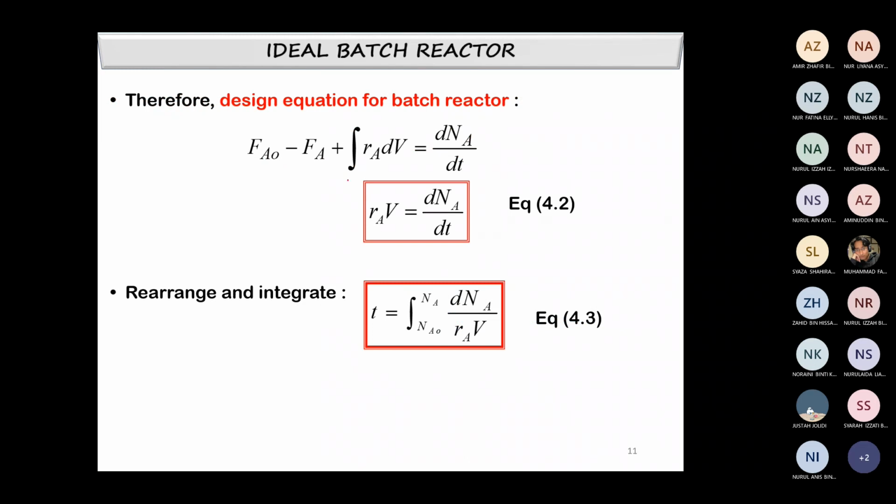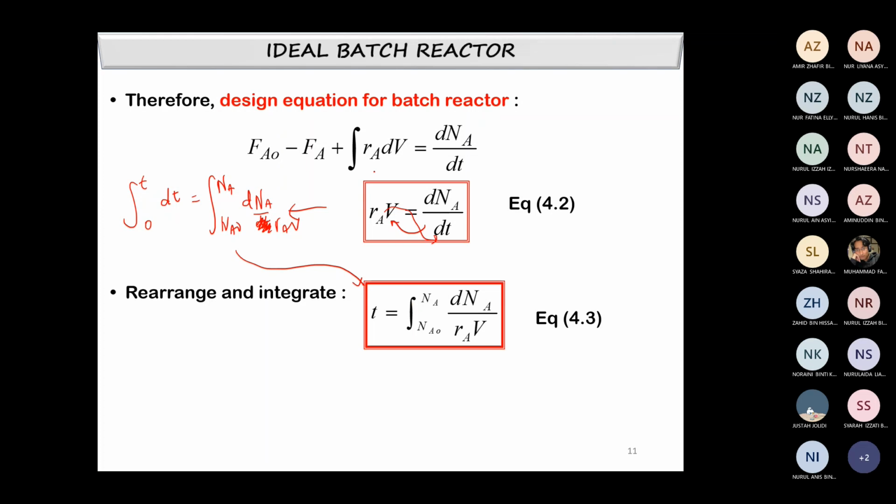So this one, we just rearrange the equations. Once you rearrange it, you have to do some integration. Like F T naught, just put it here, and this one will come down to here. dt is equal to F NA naught dNA over dt. So that's why you will have this equation. Oh, I forgot to put it, sorry, this is not dt, this is rAV, dt has gone up. So that's why you will have this one.